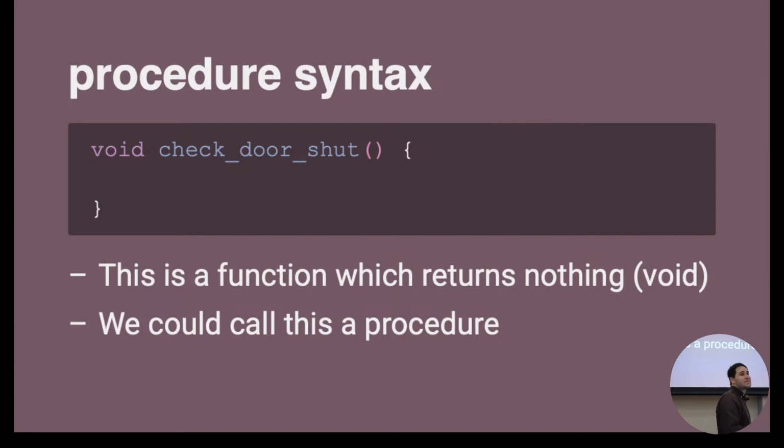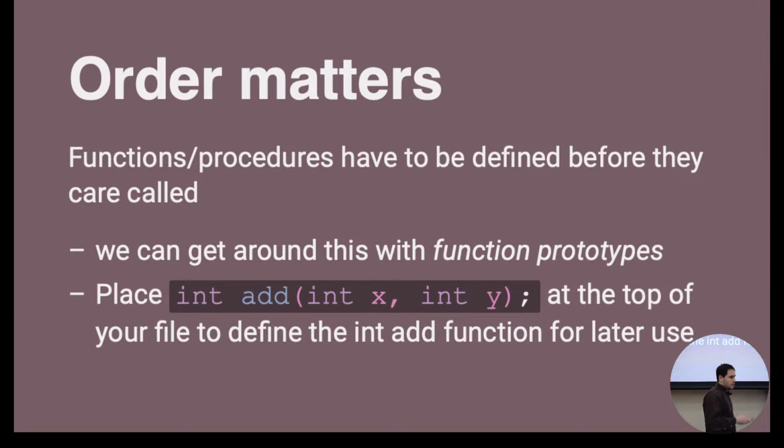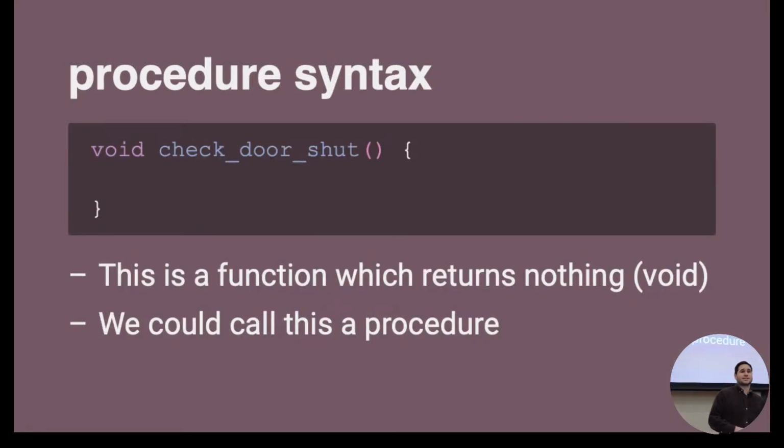So we would call these procedures, but they are just functions. Actually, that's it on procedures. That's all it is. We could write one, but if we get time, we'll do a different demo. Most C programmers don't have a word for these things. They just call them void functions. I just want to make that clear.